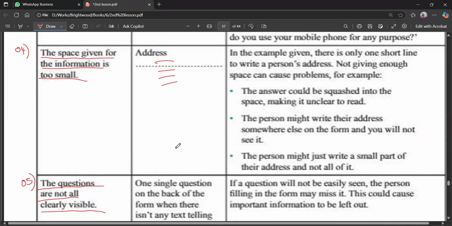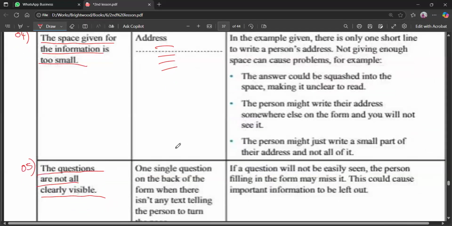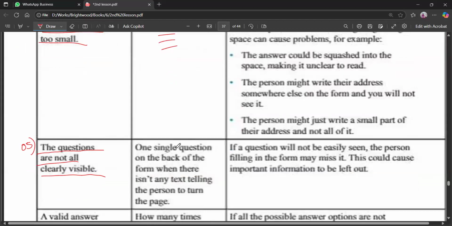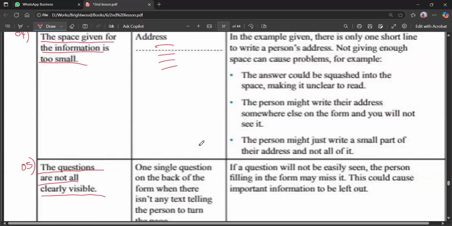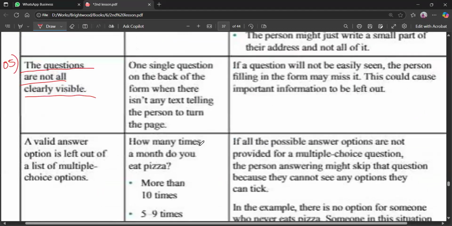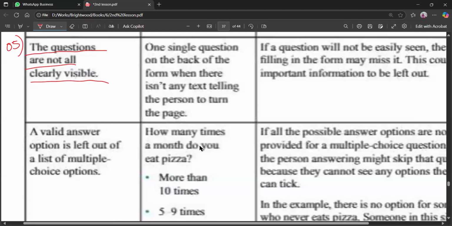So that means one single problem on the back of the form, when there isn't any text telling the person to turn to the other side. Yes, sometimes they have one question on one side, another question on the other side. They do not mention turn to the other side, turn to the next page, something like that. If there is another question on another page, it should be mentioned, turn page to the other side or something like that. Is that clear? If that is not mentioned, sometimes it may be missing.